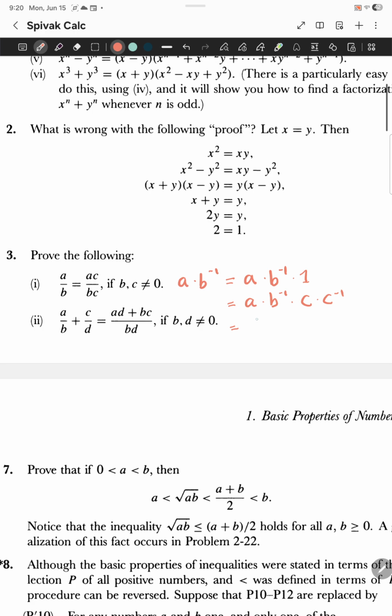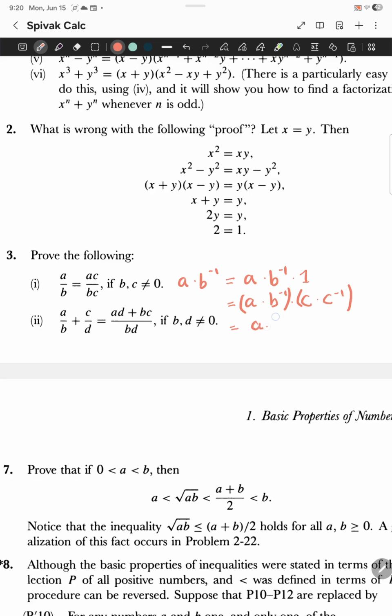And then we can move this around by associativity. The brackets were here originally, although this is hidden. The implicit rule here is that a times b to the power of -1 was in brackets, and we multiplied it by 1, and 1 was just represented by c times c to the power of -1, so we can put a bracket on them to represent this equation. Then we can move the brackets around to make this like the following.